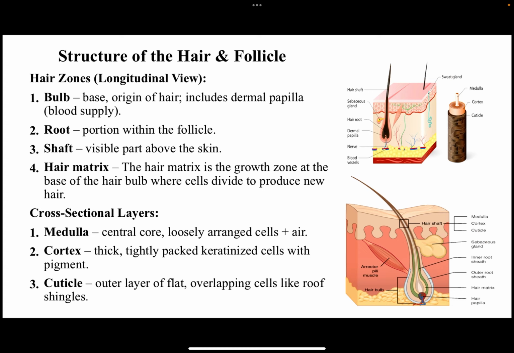Then we have the cross-sectional layers. If you look at the hair cross-sectionally, we have the medulla, which is in the middle, the central zone made up of cells plus air. Then we have the cortex, which is the thick, tightly packed keratinized cells with the pigments. Then we have the cuticle, which is the outer layer of flat, overlapping cells like roof shingles. That is the cross-section.